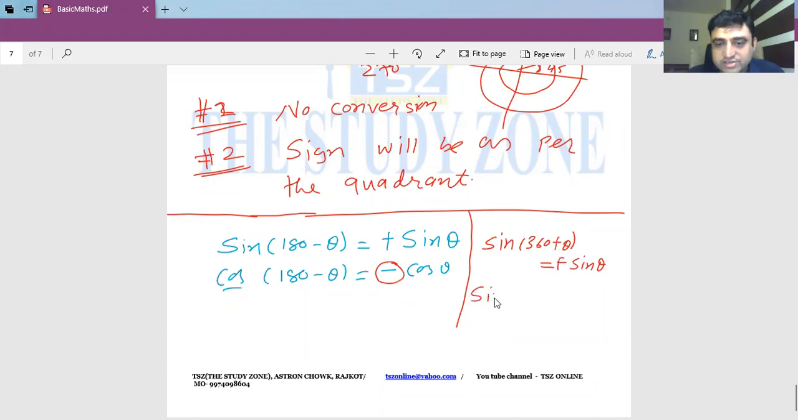But suppose we have sine 360 minus theta. So there is no conversion, so sine will be sine. In the fourth quadrant, sine is negative. It is negative sine. Agreed, everybody? Now, as homework, you have to write 24 plus this 24, 48 formulas, to understand the basic thing. Right?